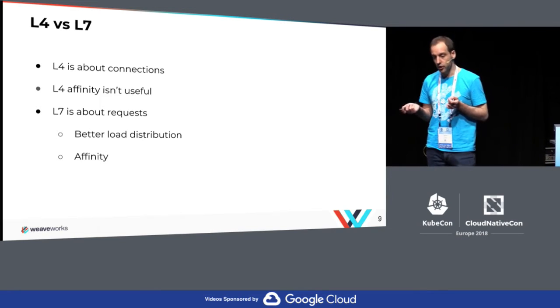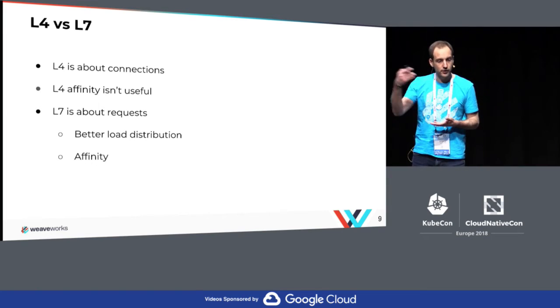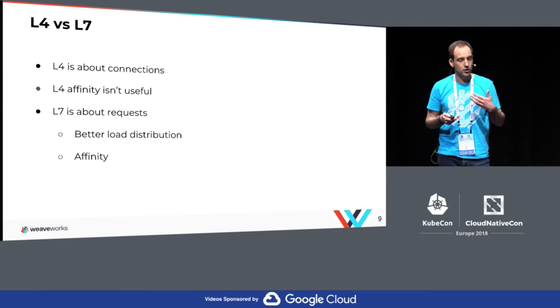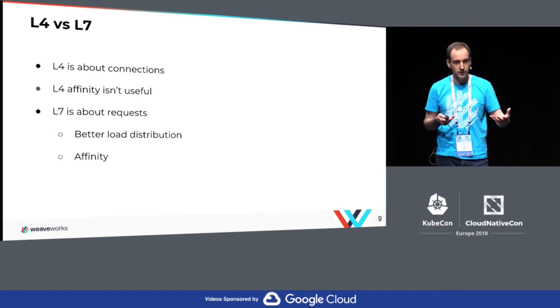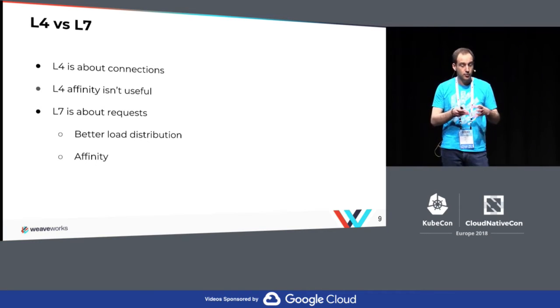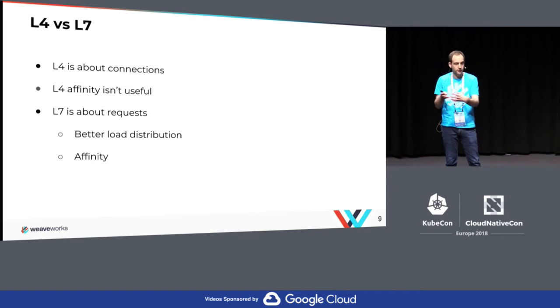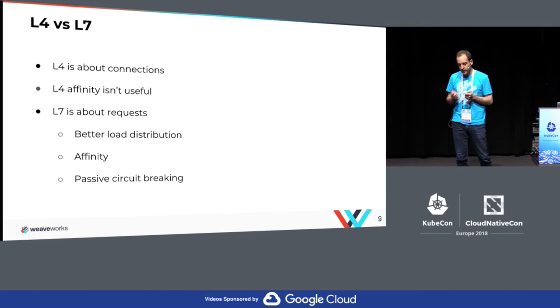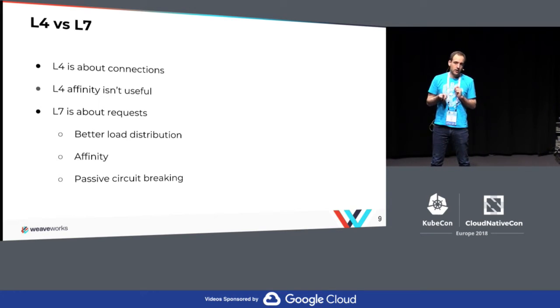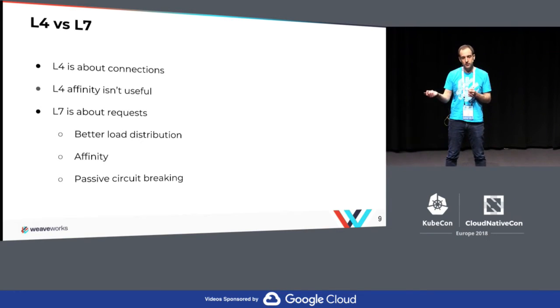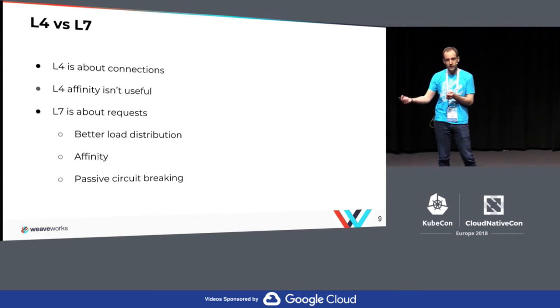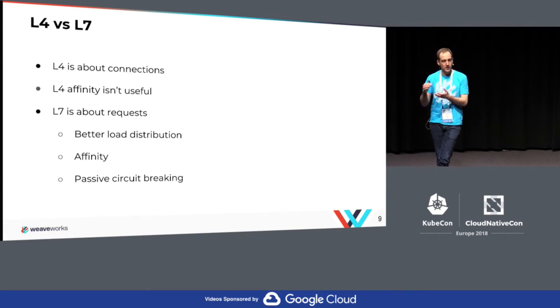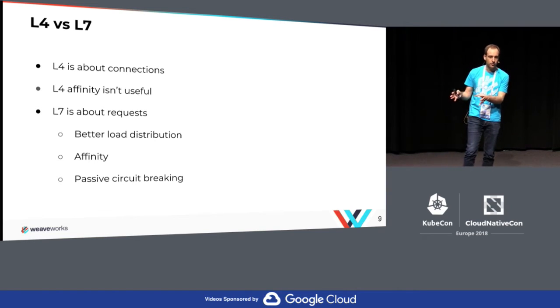Affinity now can use a lot more information. Because you're parsing the higher level protocol, you can use an HTTP header, or part of the URL, to be the key, the identifier that is going to route that request to the same endpoint. And then that enables you to have more fine-grained circuit breaking. For instance, you can look at the request responses, and if you see that one endpoint is only giving 500 errors back, you may want to remove that endpoint from the set of endpoints of the service. Let it cool off a bit, and maybe try again later, but you don't really want that endpoint to return errors for everyone.